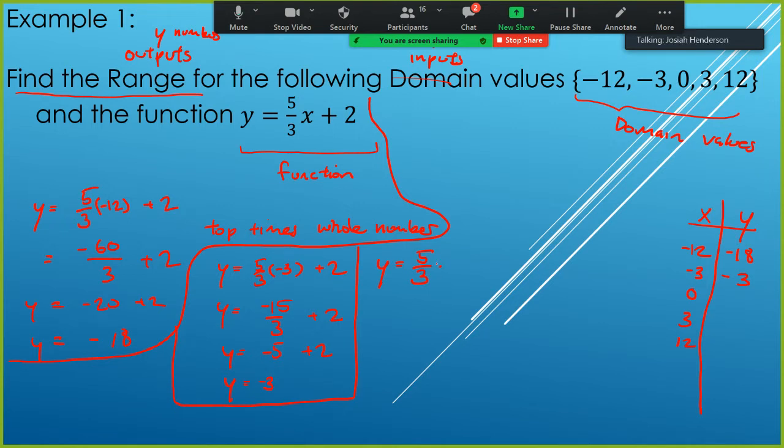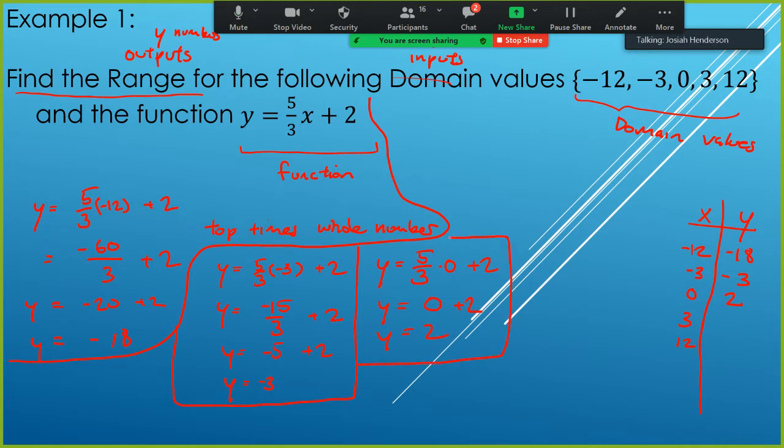y is equal to 5/3 times 0 plus 2. Now this is my favorite because the 0 times the fraction makes it go away completely. 0 times anything is 0. y is equal to 2. So we're almost done. We found 3 outputs. We need to find 2 more, and that'll be the whole range to match up with that whole domain.